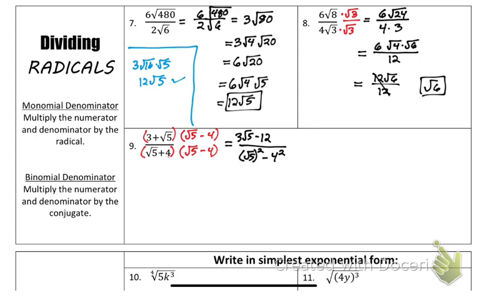Then I have to take this square root of 5. What happens when I do square root of 5 times square root of 5? I get 5 out. So square root of 5 times square root of 5, I will have a positive 5. And then I'm going to have a square root of 5 times this negative 4, which will give me a negative 4 square root of 5.